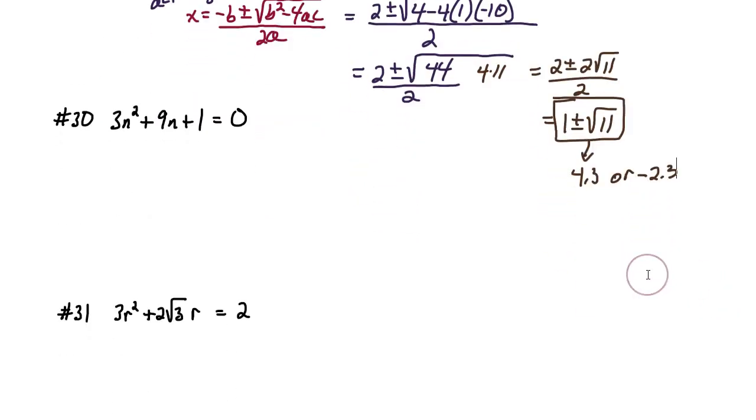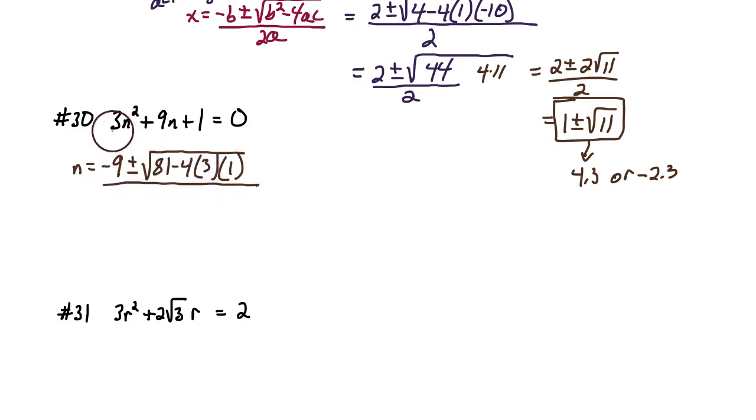Okay, number 30, we're asked to solve the equation and it doesn't tell us how to do it. So maybe the quadratic formula would work again. N equals negative b, so that's negative 9, plus or minus the square root. B squared is 81. The letter A is 3, the letter C is 1. All divided by 2 times A, so 2 times 3, that's a 6.